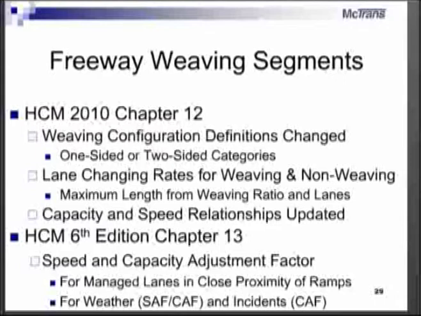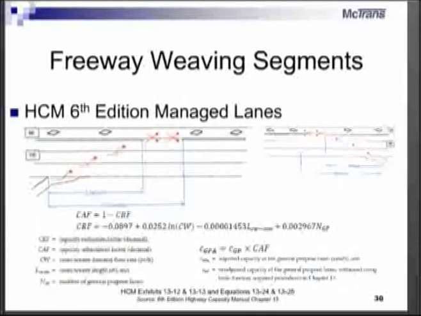And if it was, you went on and used the lane changing rates to generate the weaving intensity factor, which allowed us to compute the speed of the weaving vehicles and generate density. In the 6th edition, we incorporate those same speed adjustment and capacity adjustment factors for weather, incidents, and driver population, and I don't know if I have this on there. I do.